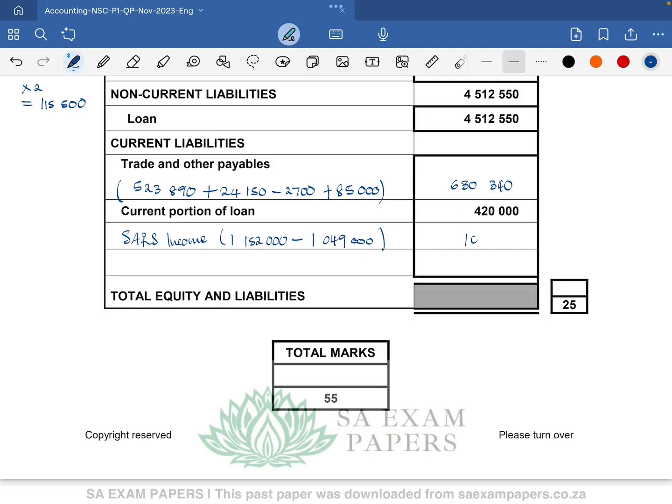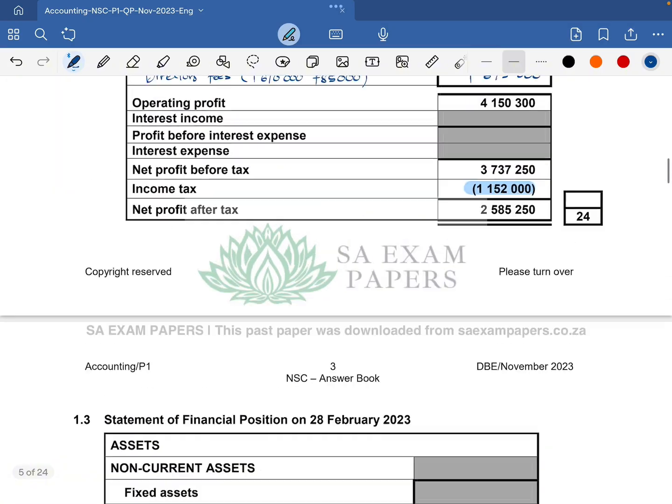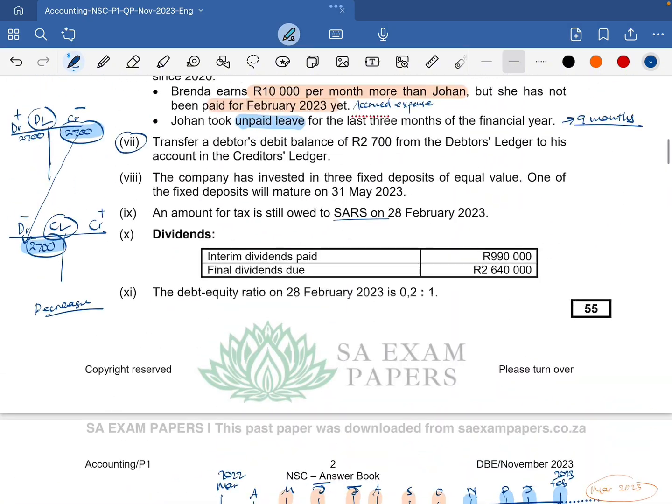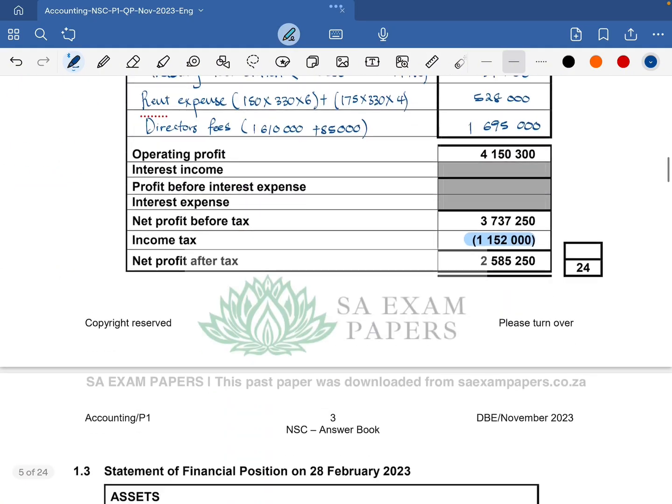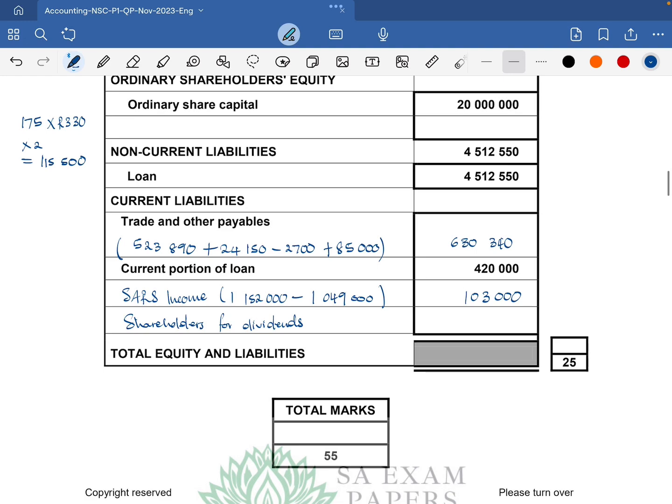And then that's 103,000. Okay, then we have shareholders for dividends. Shareholders for dividends, we are just given that mark for free. We know interim dividends are already paid, so they don't affect our trade or our current liabilities. We don't owe anyone. So we have our final dividends due of 2,640,000, which we're just going to simply add there.